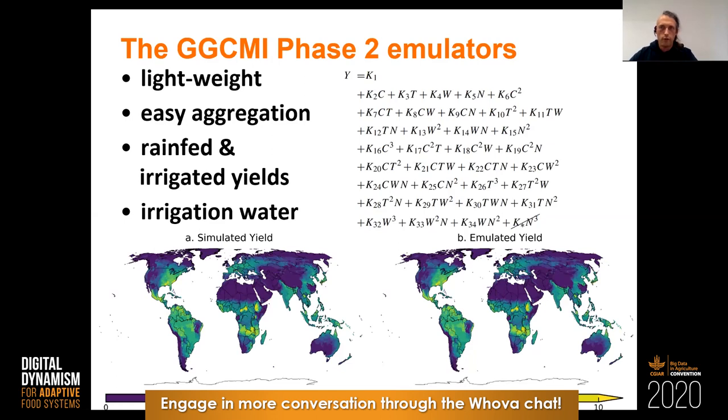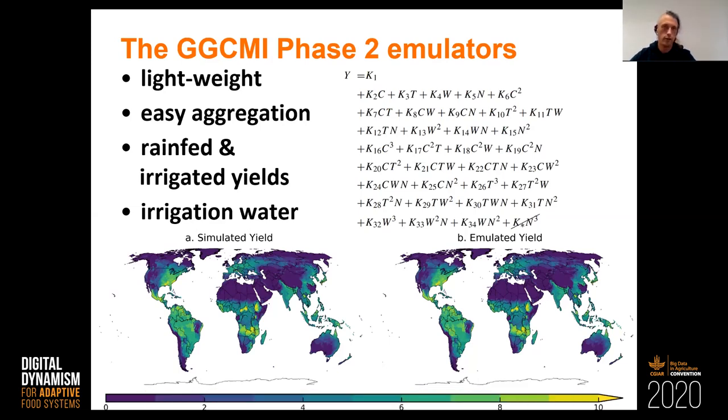As you also already heard in the other talks, running a crop model at the global scale requires some computation power, and it's not always possible for everyone to have that capacity. So one thing that this phase two of TGCMI, where we did this input sensitivity analysis, aimed at was to provide fully fledged crop model emulators that are lightweight, so they can be run on basically any laptop computer.